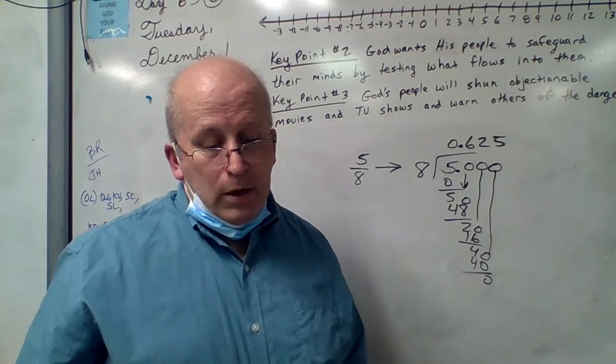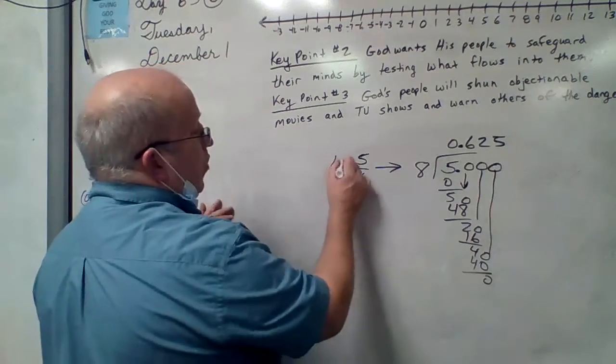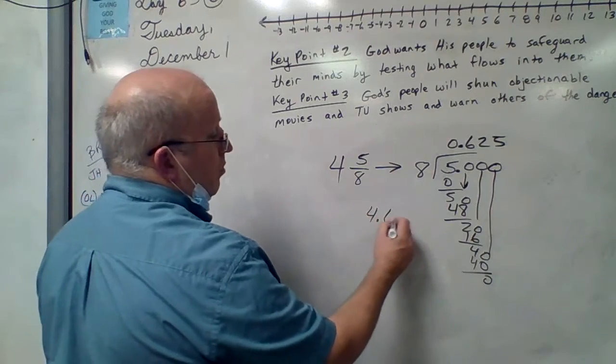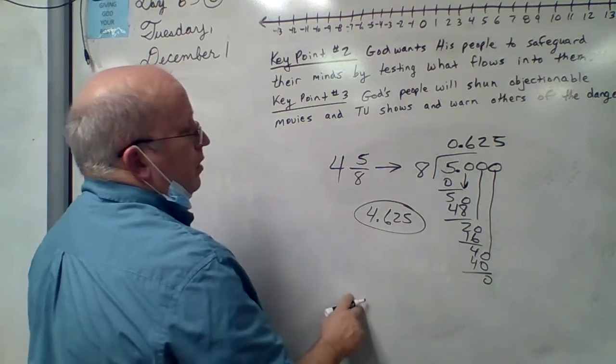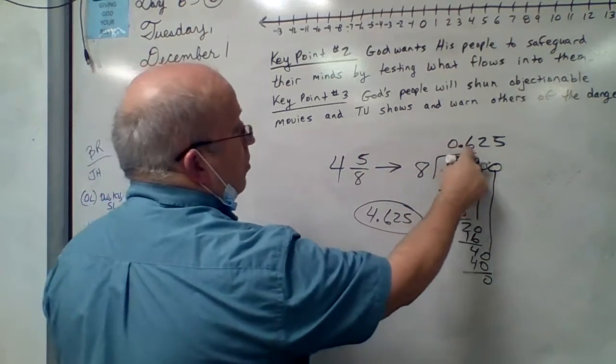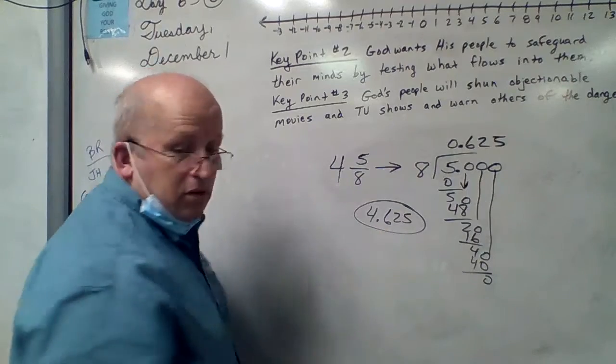0.625. What if I have a mixed number? What if it was something like 4 and 5/8? Well, then the answer would be 4.625, wouldn't it? 4 and the 5/8, 4 and the 0.625. This is 4.625.